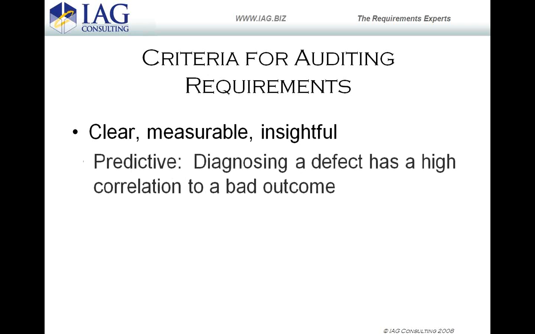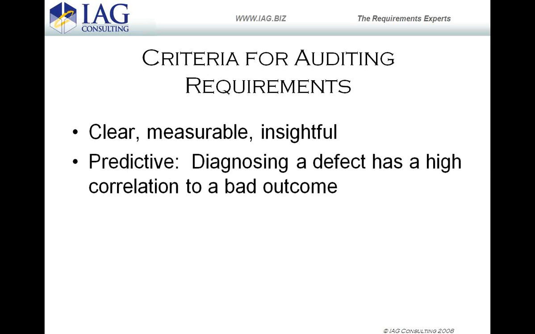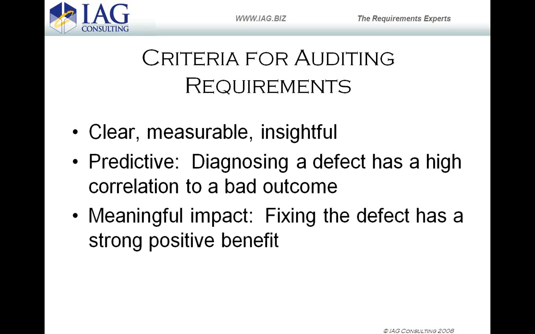The second thing is it needs to be predictive. Whatever measure we use for assessing quality has to have some sort of predictive effect. So diagnosing a defect has to have a high correlation to a bad outcome. Also, it has to have a meaningful impact. So if you fix it, then there's a strong positive benefit.